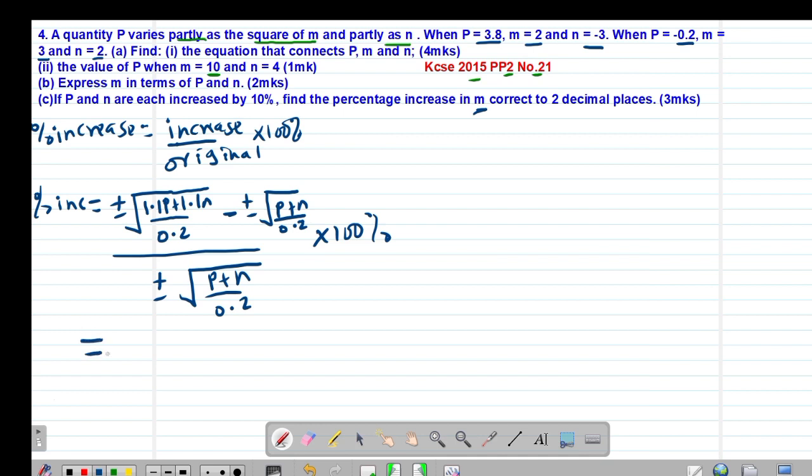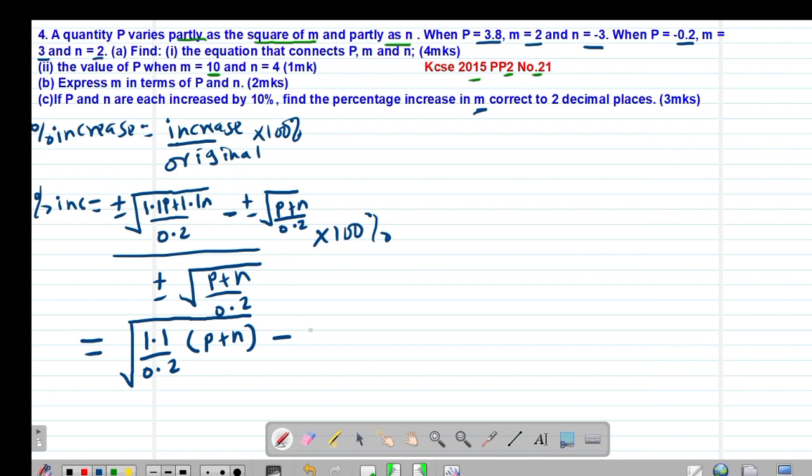So I can separate some variables from this particular equation. Remember, 1.1 is constant. So I can write it as plus or minus. Remember, plus or minus will just cancel out from both sides of the equation. So I can write this one as the root of, I'll factor out 1.1 over 0.2. Then we have p plus n. So I've just factored out the common factors. Then minus, plus or minus will just cancel out with the one on the denominator.